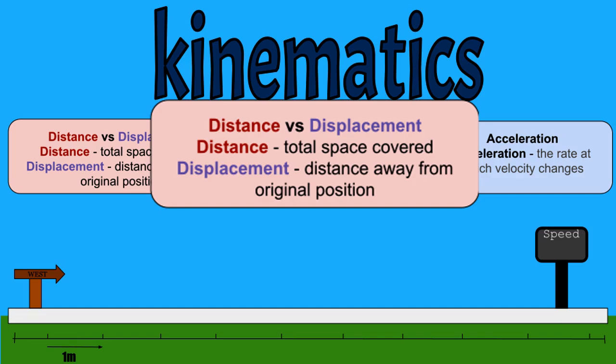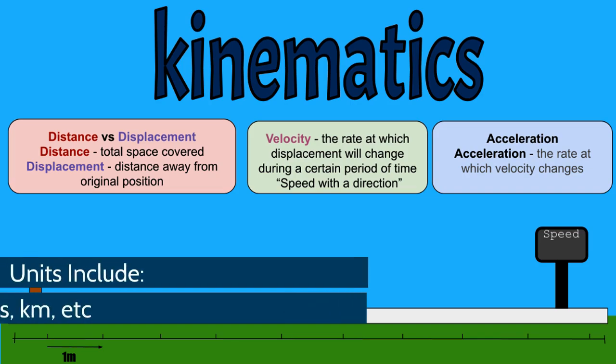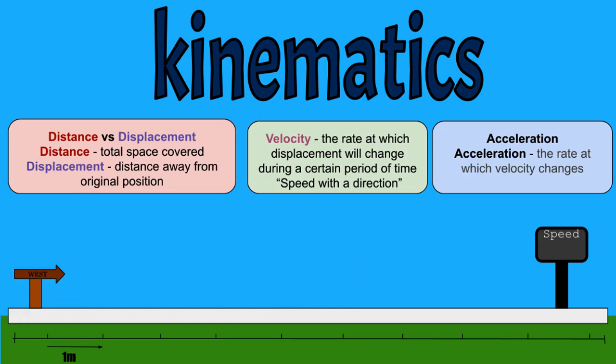Distance is described as the space traveled during a set period of time, while displacement, on the other hand, is the space between your start and end position. These both use units that describe 1D space. For example, meters, centimeters, miles, kilometers, etc. Another difference between the two is that displacement has a direction.